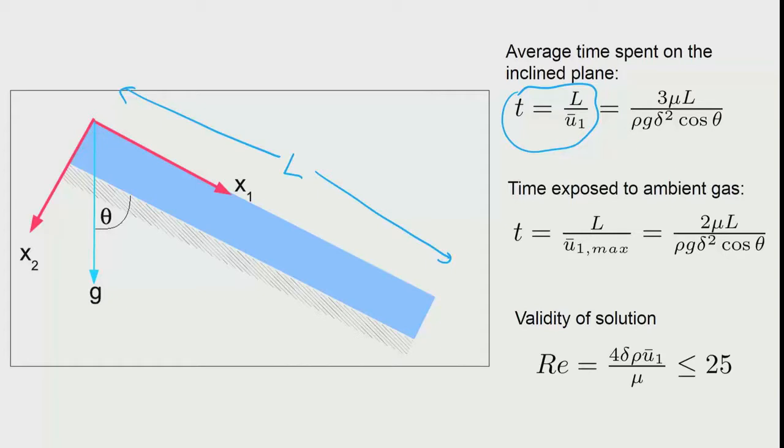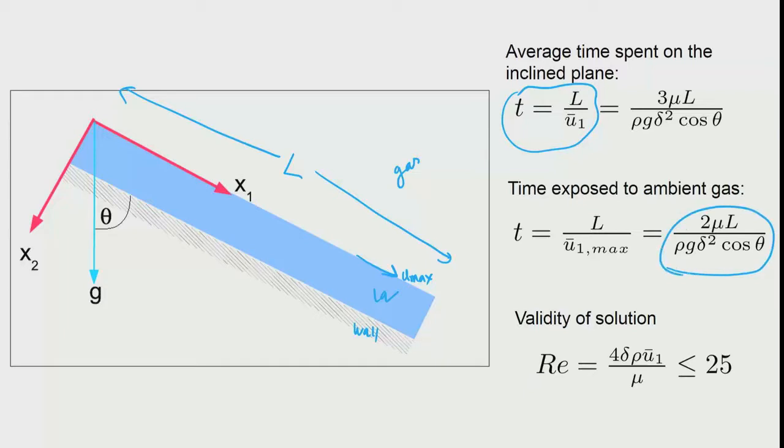Now, the time of exposure to the ambient gas. The ambient atmosphere is a gas here, this is the liquid, and you have the wall here. The time of exposure means the liquid which is exposed here, and that is moving at the maximum velocity. So, the time of exposure calculation would require that we divide the length by the maximum velocity, and therefore you have a slightly different expression coming here.